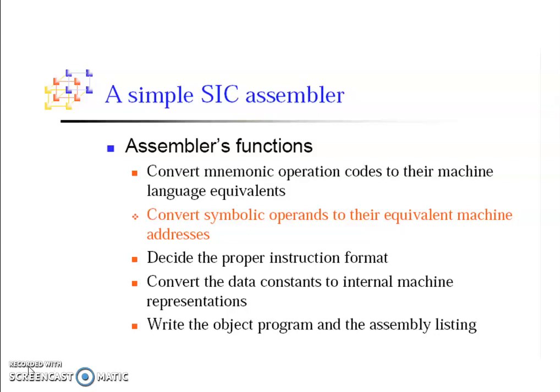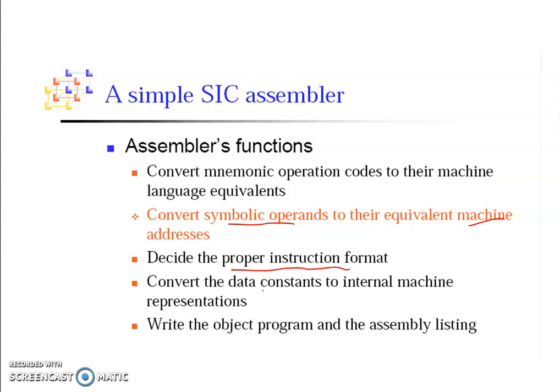So there are some main functions. The main function was translating into the machine equivalent and assigning addresses to the labels. More than that, the functions can be given as five. Convert the mnemonic operation to their machine language equivalents, convert symbolic operands to the machine addresses. Apart from that, decide the proper instruction format.